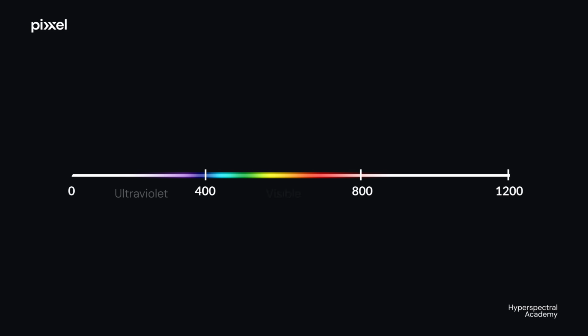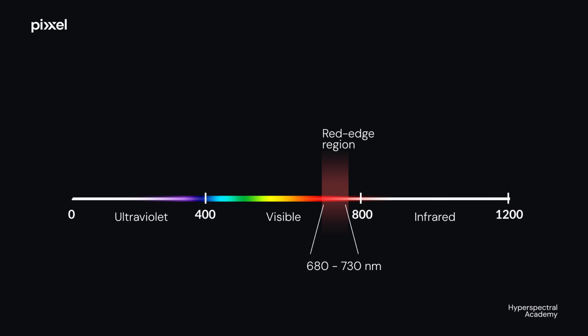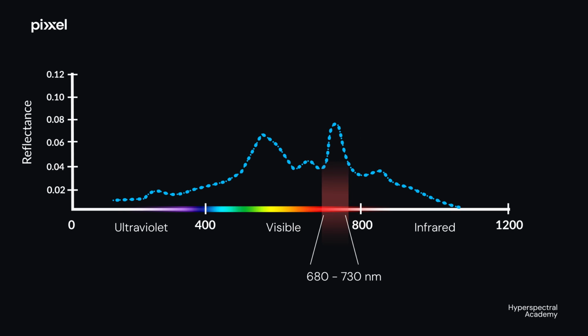In highly productive waters, a certain region of the electromagnetic spectrum is particularly useful, the red edge region, which is the boundary between the red and near-infrared parts of the spectrum, approximately 680 to 730 nanometers, and is particularly sensitive to changes in chlorophyll content. Areas with high chlorophyll A concentrations show a pronounced shift in the red edge peak position towards longer wavelengths.